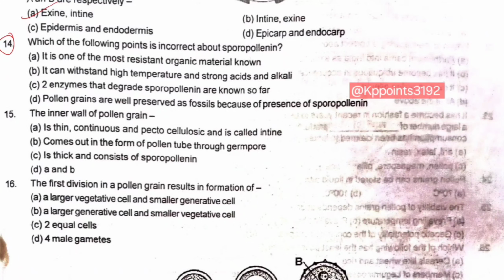Now question number 14. Which of the following points is incorrect about sporopollenin? It is one of the most resistant organic materials known. Yes. It can withstand high temperature. Yes, and strong acid and alkali. Yes. Two enzymes that degrade sporopollenin are known so far. No, not till date.